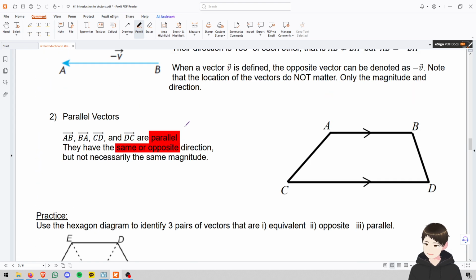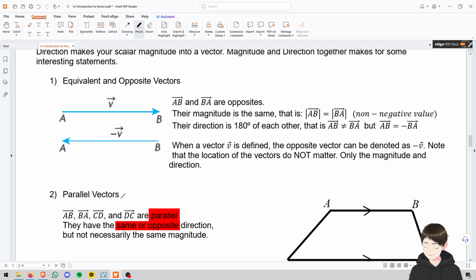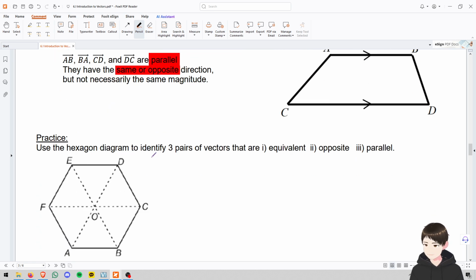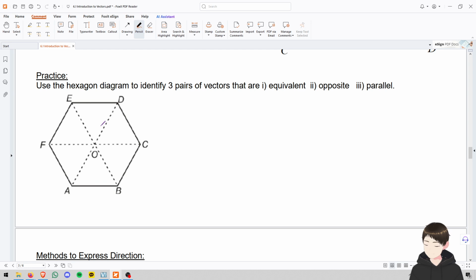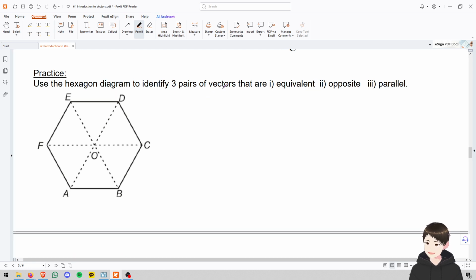So with this in mind, equivalent versus opposite and parallel, I'm going to ask you a couple of questions so that you're forced to use a negative in front of the vector, a -1 in front of the vector. Practice. Using the hexagon once again, please identify 3 pairs of vectors that are the same, opposite, and parallel. Let's see. 30 seconds. No more than 1 minute and 30 seconds. If the substitute could pause and go.